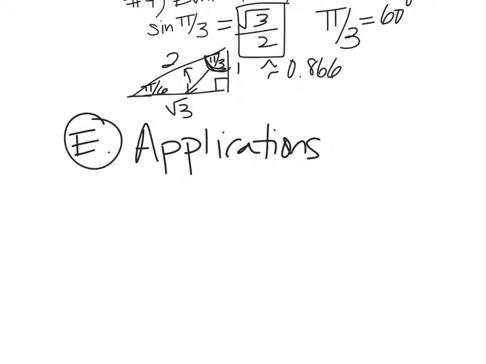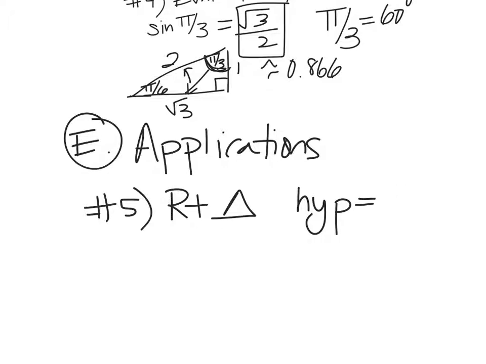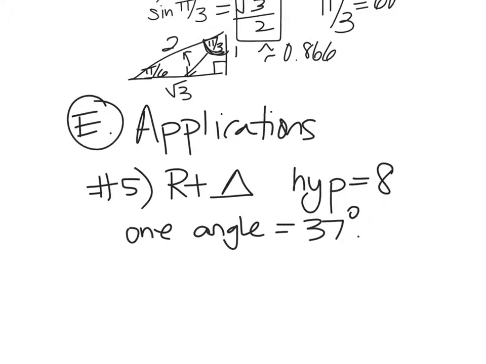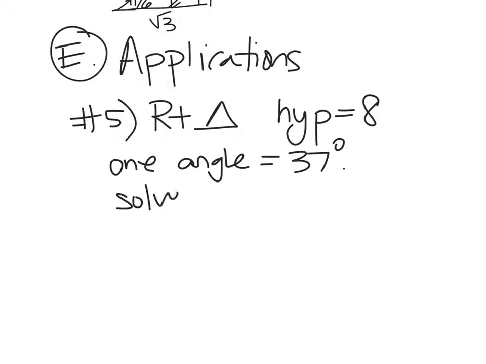So here we go. Number 5. It says, suppose that you have a right triangle and the hypotenuse is equal to 8. And one angle in your triangle is 37 degrees. What we want to do is we are going to solve the triangle. Solve the triangle means find all of the other missing parts. Okay? They gave me 3 things here. Solve the triangle.